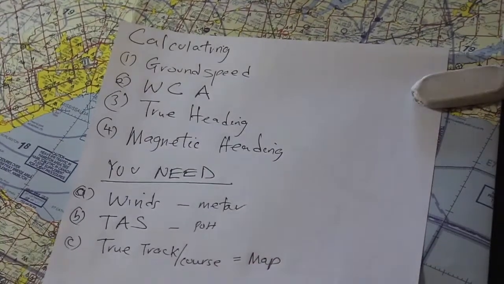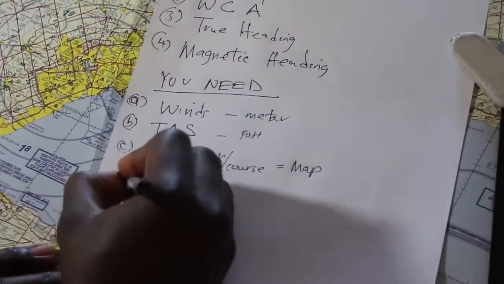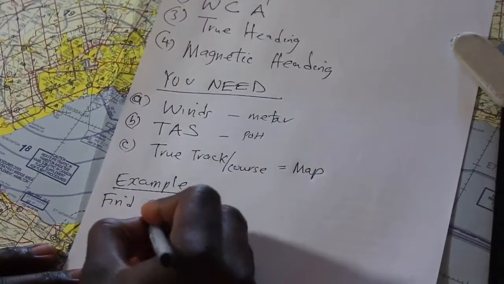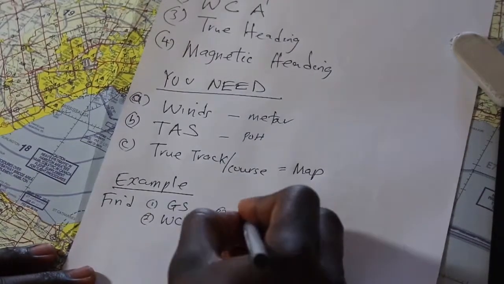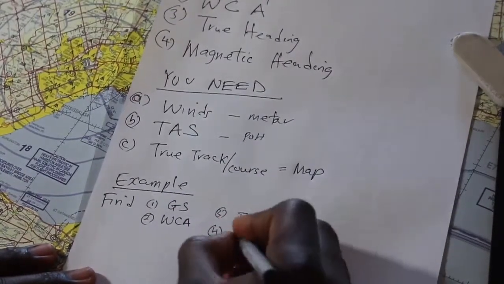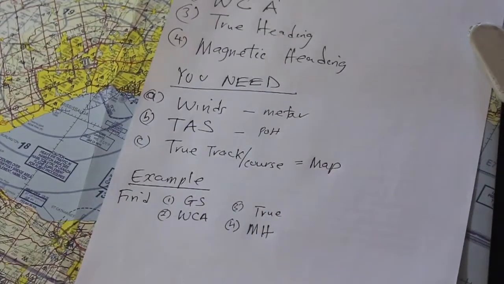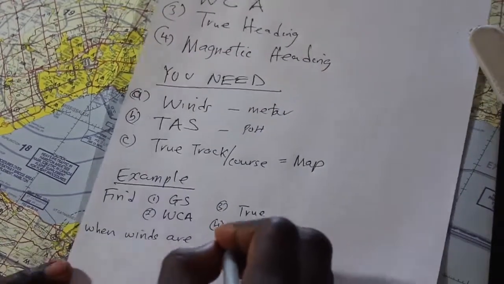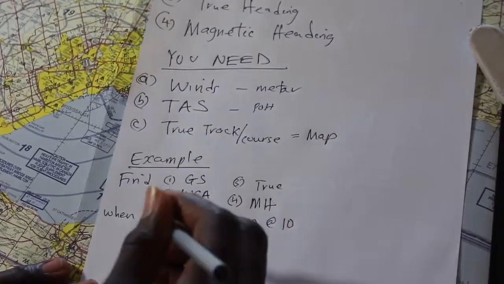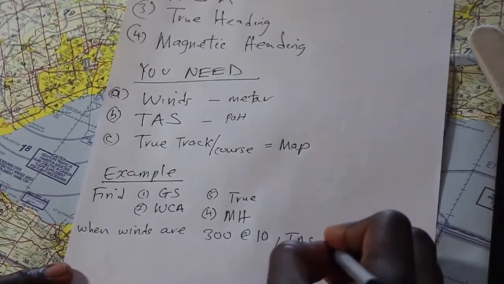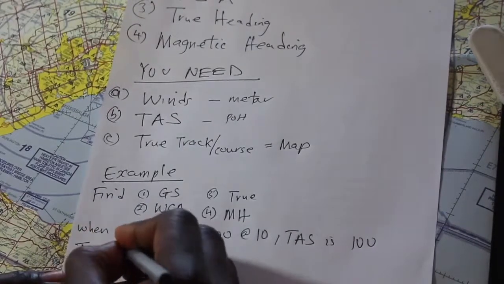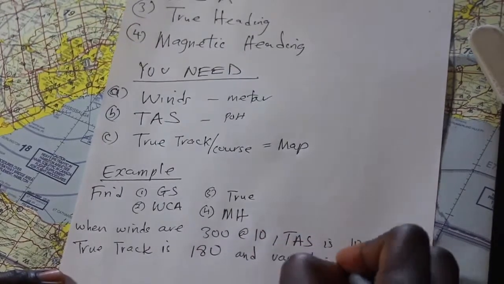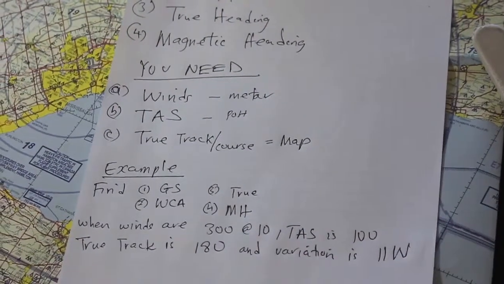Good. Now I will set an example here, and using this example, we will calculate the following. Find your ground speed, your wind correction angle, your true heading, and magnetic heading. When winds are 300 at 10, true airspeed is 100 knots, and true track is 180 degrees. And variation is 11 degrees west.